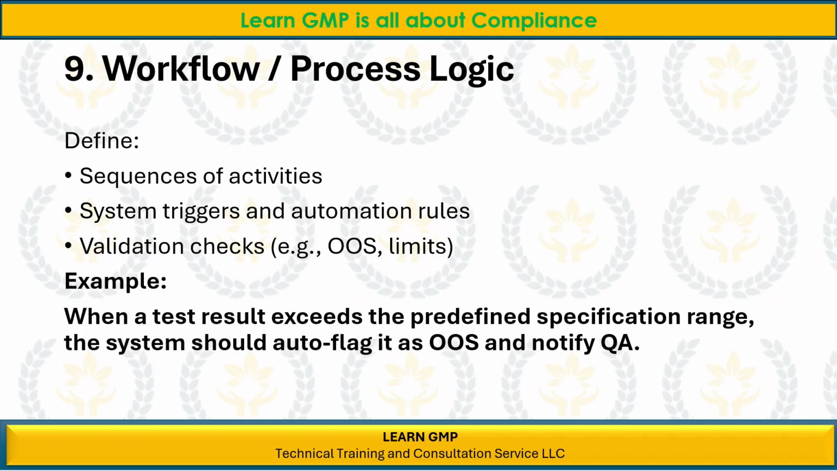Workflow/process logic. Define sequences of activities. System triggers and automation rules. Validation checks, for example, OOS, limits. Example. When a test result exceeds the predefined specification range, the system should auto-flag it as OOS and notify QA.